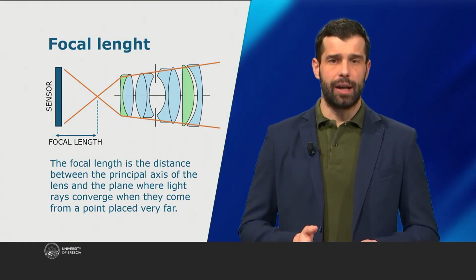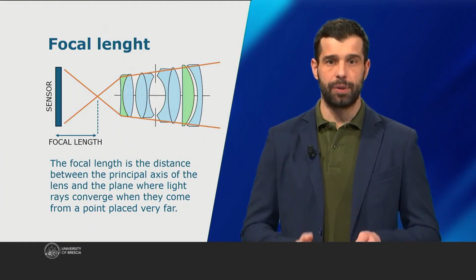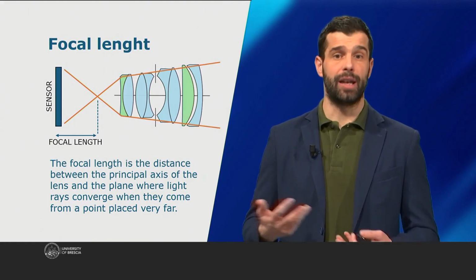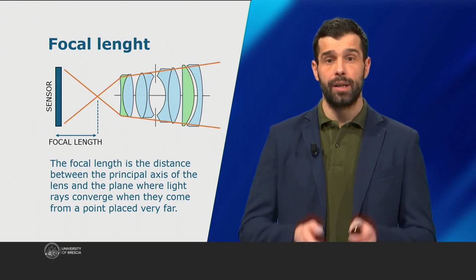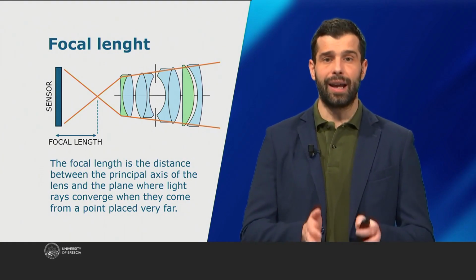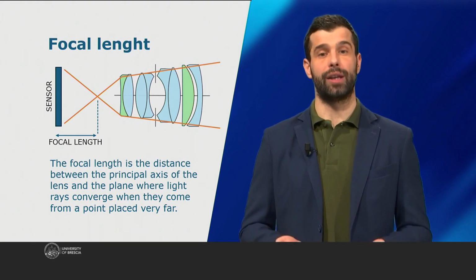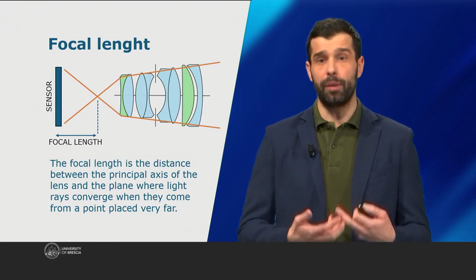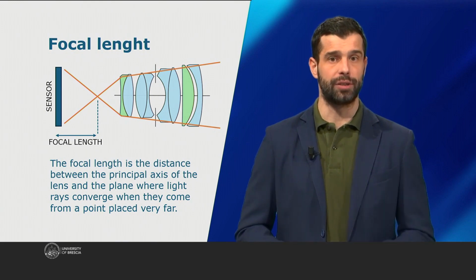By definition, focal length is the distance between the main axis of the lens and the focal plane, if the light source is very far from the lens. The main axis of the lens is the area in which the light rays are actually deflected. The focal plane, on the other hand, coincides with the plane where the camera sensor is positioned.